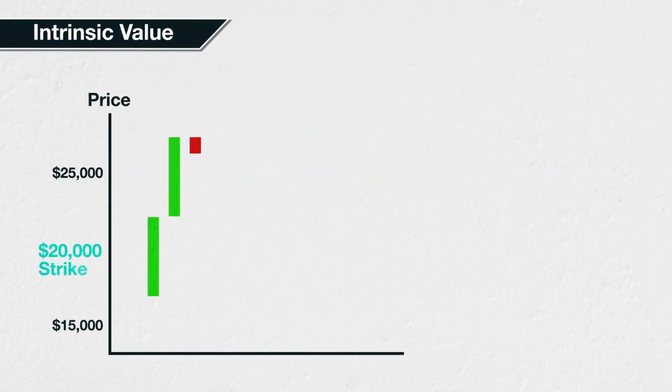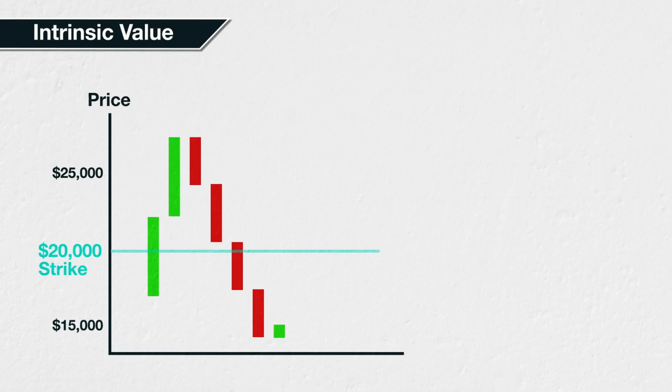As was just mentioned, intrinsic value is how far in the money an option is. For example, imagine you purchase a Bitcoin call option with a strike price of $20,000. If the current price of Bitcoin is $15,000, then your call option has an intrinsic value of 0. The call is not in the money, so has no intrinsic value currently.